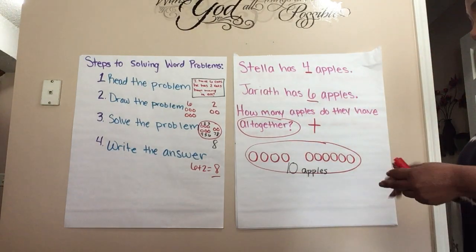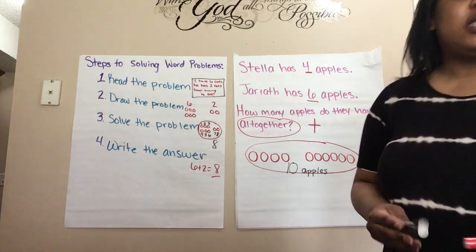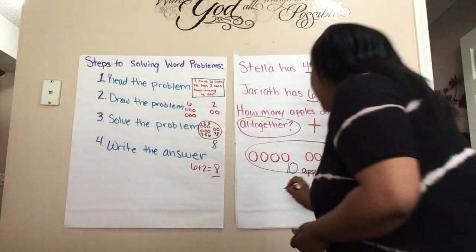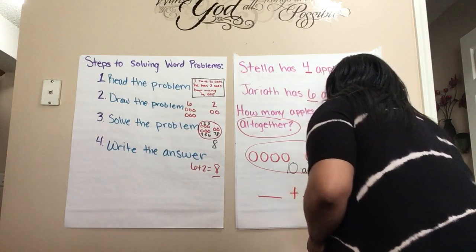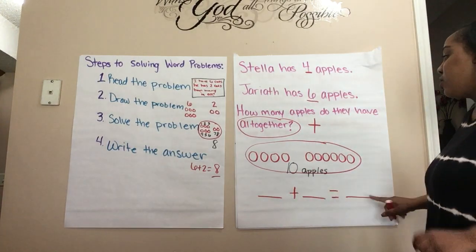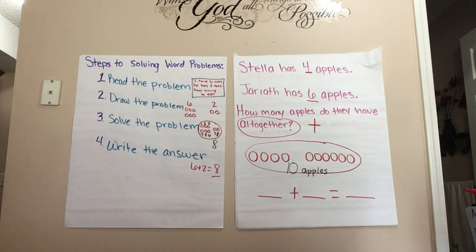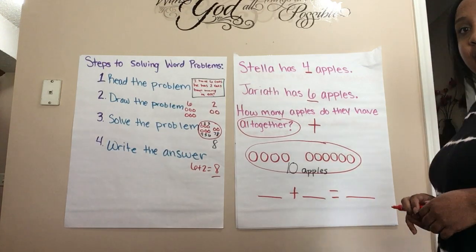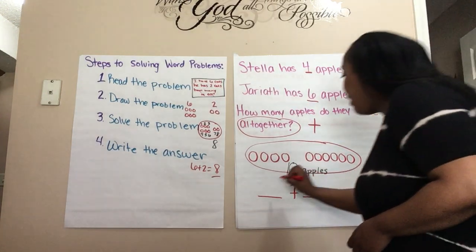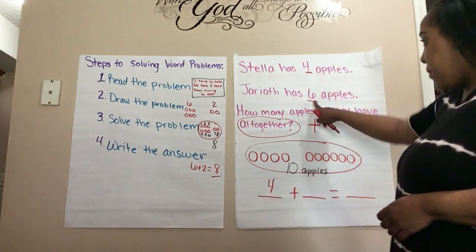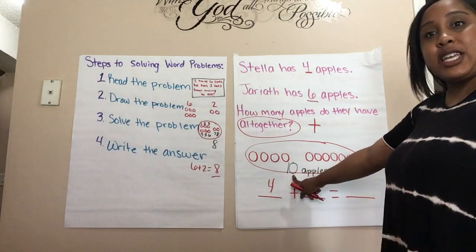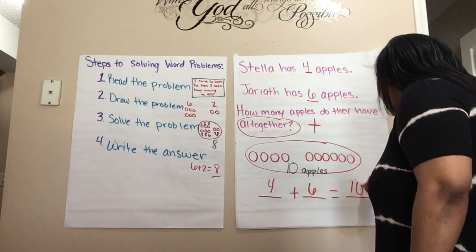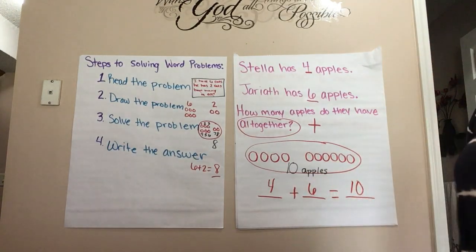Can you make the number sentence for this? What plus what equals what? What numbers were we using? How many apples did Stella have? Yeah, 4. 4 plus how many Goliath had? 6 equals how many apples all together? 10. 4 plus 6 equals 10.